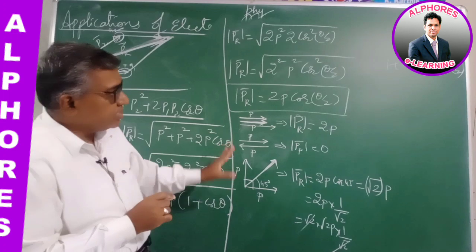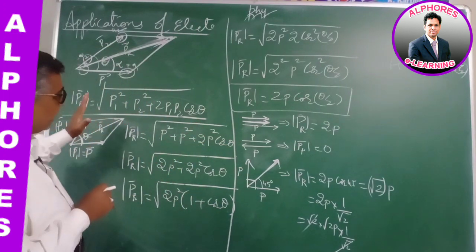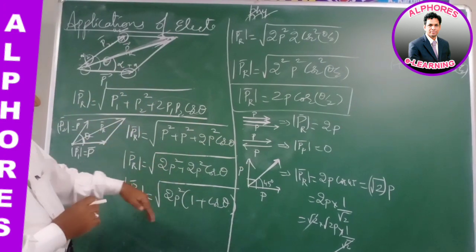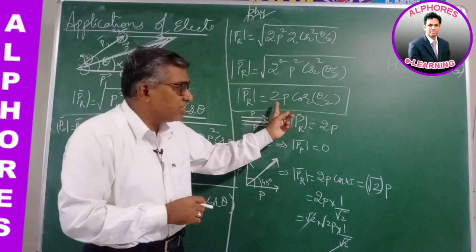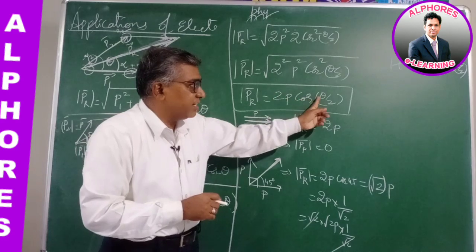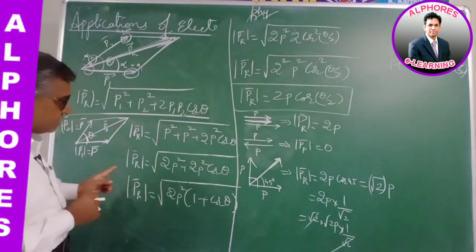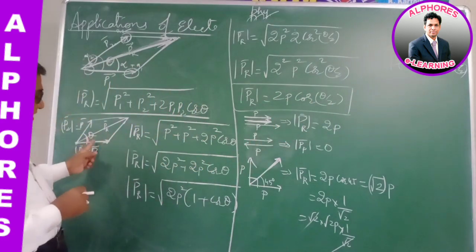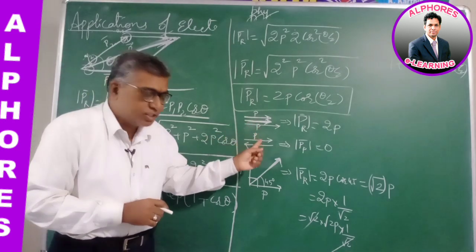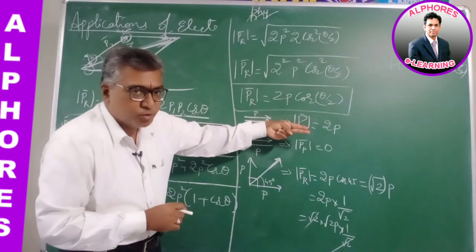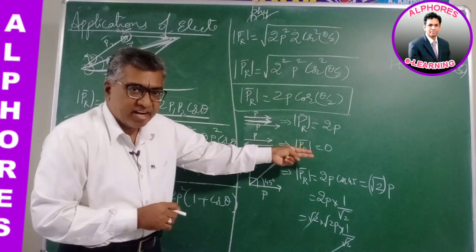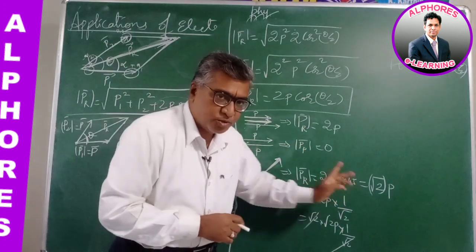So this way, when two identical dipoles are inclined at an angle theta, then the resultant dipole is given like this. The magnitude of the resultant dipole is 2p cos theta by 2. The direction is the angular bisector, theta by 2. And if two identical dipoles are in the same direction, the maximum is 2p. Opposite direction, then they nullify. Perpendicular, it is root 2p, like this.